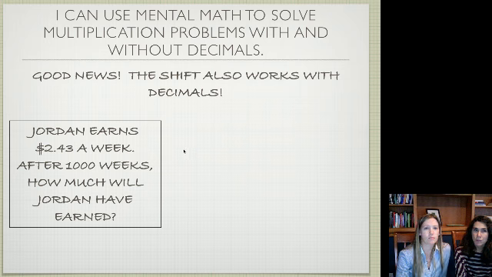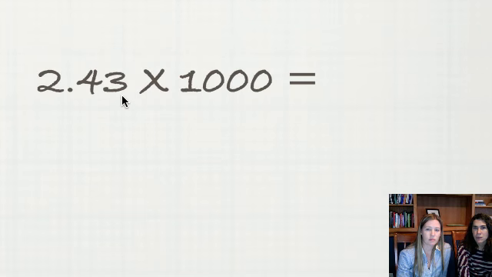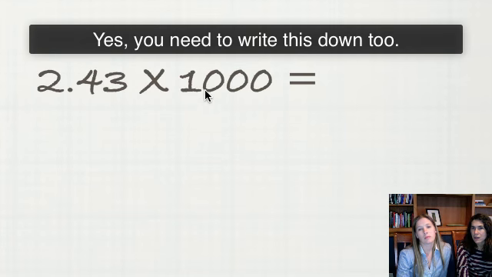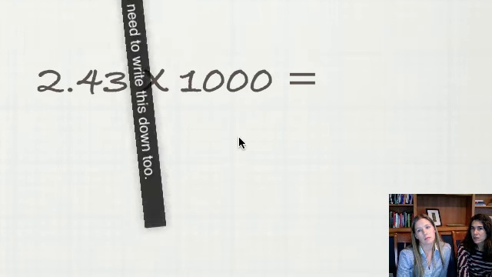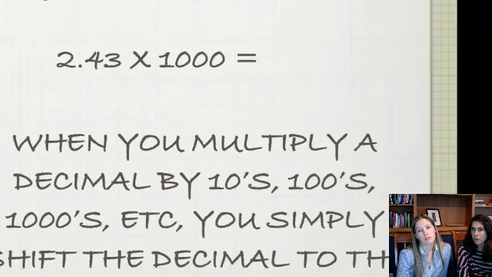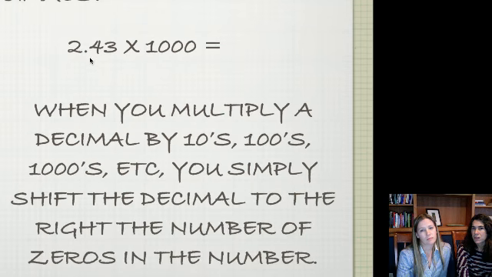So we're going to try this again. Same thing. Jordan is earning $2.43 a week. Now we're going to think about after 1,000 weeks, which is a really long time again, how much will Jordan have earned? So we're going to apply that same idea. So we have $2.43, and let's see here. We have 1, 2, 3 zeros. So you're going to want to think about that with your shift again.